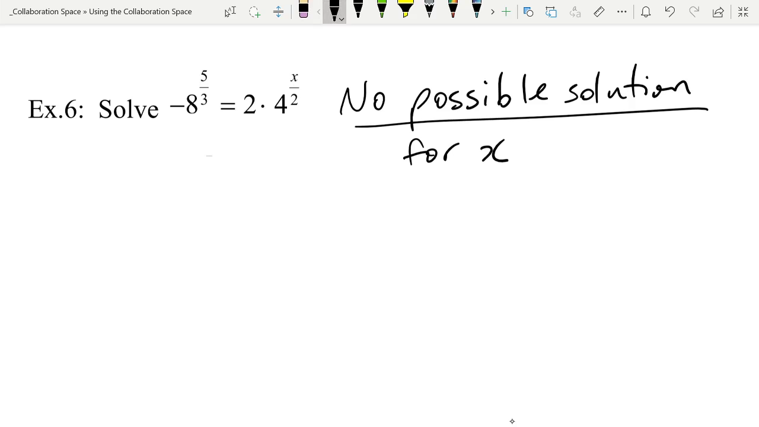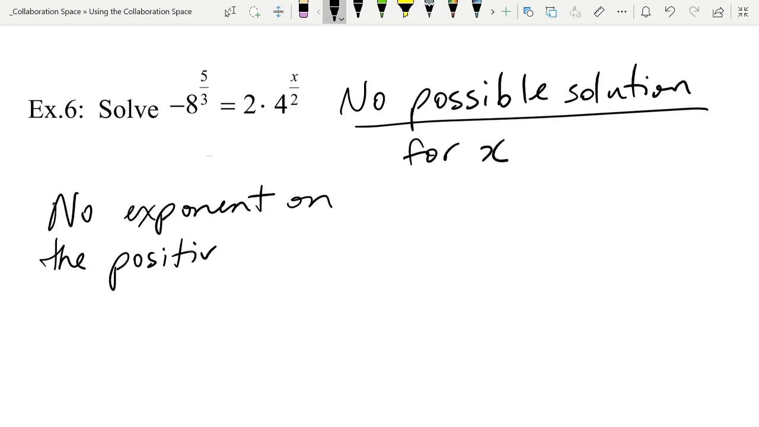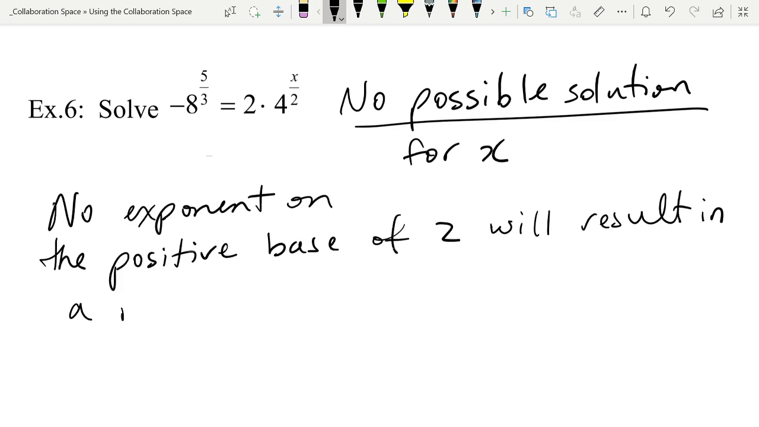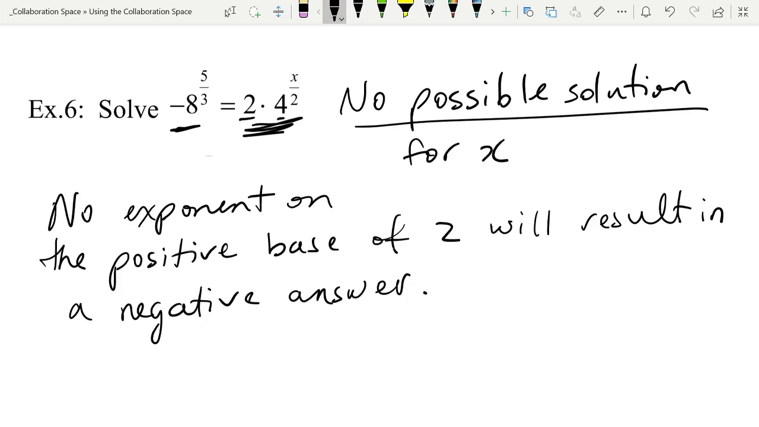Let's explain it. No exponent on the positive base of 2 will result in a negative answer. So no matter what this x is, it doesn't matter. There's no possible way it could turn these two bases into a negative answer. It's just not possible, right? Think about what exponents are. They're repeated multiplies. 2 times itself any number of times you want will never equal a negative, ever.